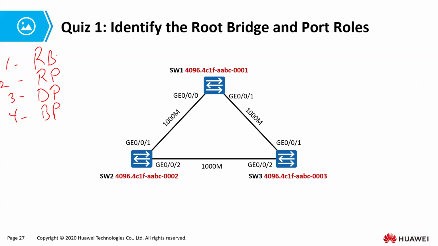To identify the root bridge, it is very simple. You compare the BPDUs, you compare the bridge IDs. The bridge ID is a bridge priority and a MAC address. By default, the bridge priority is 32768. If it is the same, which I'm assuming in my examples here, then we take a look at the MAC address.